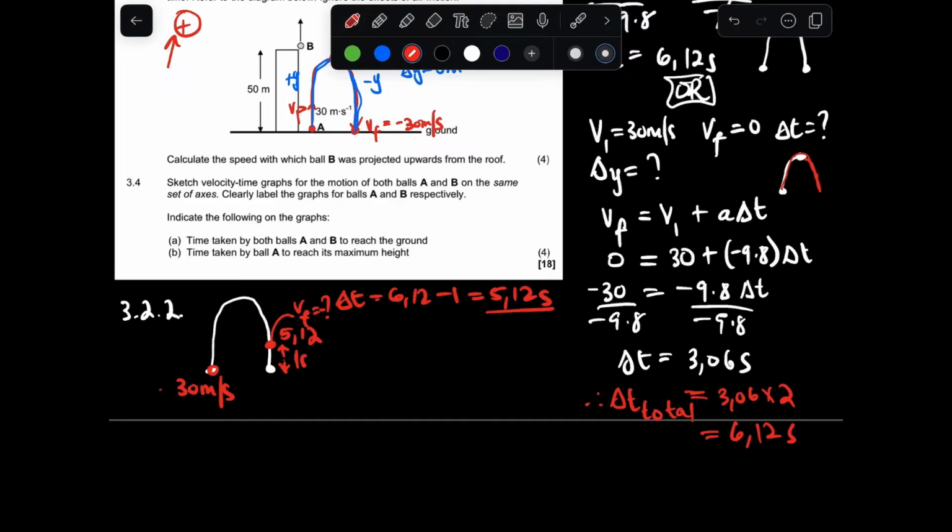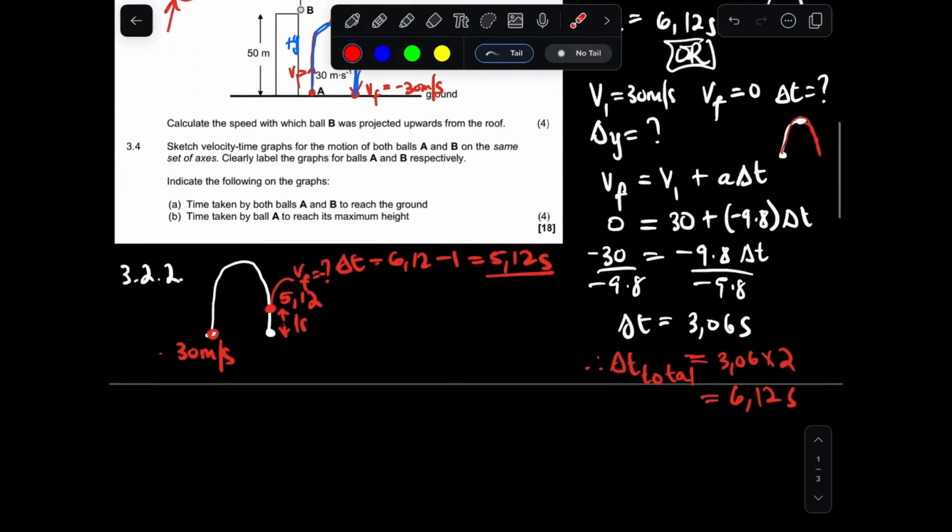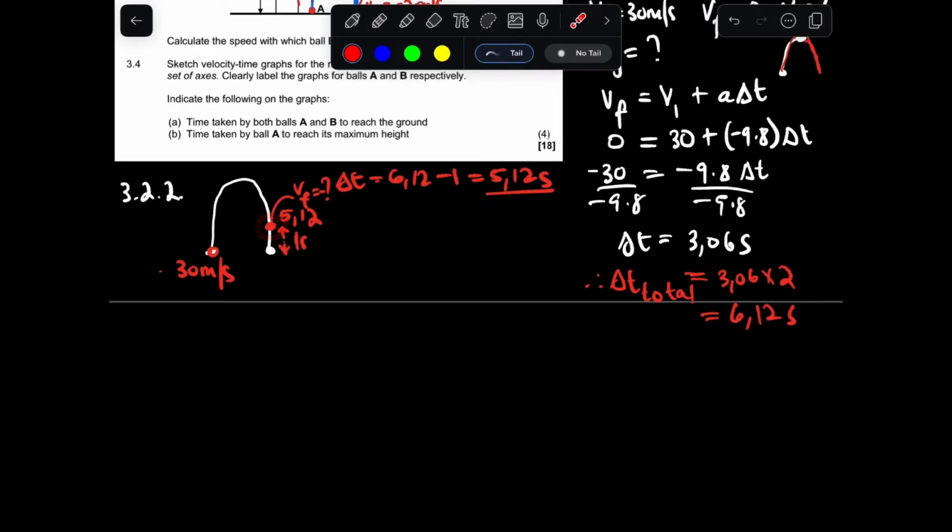So the entire journey, it took what? Let me repeat it again. The entire journey took 6.12 seconds, but we want the distance it traveled during the last second of its fall. So for the last second of its fall, it's 6.12 minus 1. So the last second it traveled for that time. So we wanted this velocity at this point. So this is what we're going to do, using what we have to get the distance it traveled for the last second.